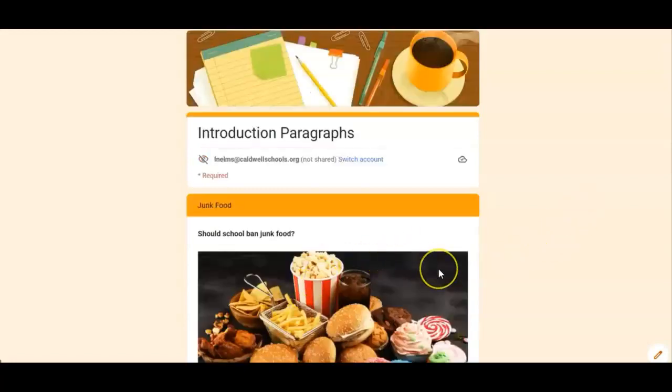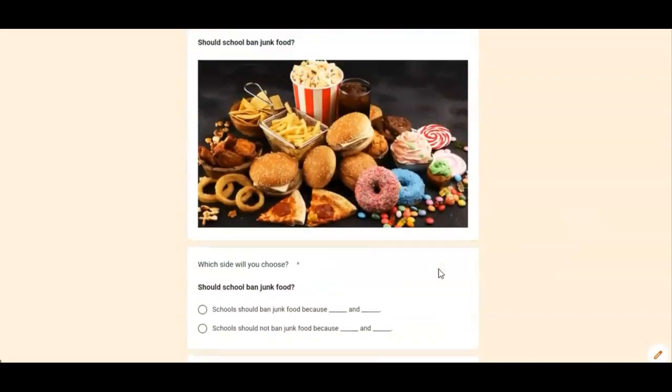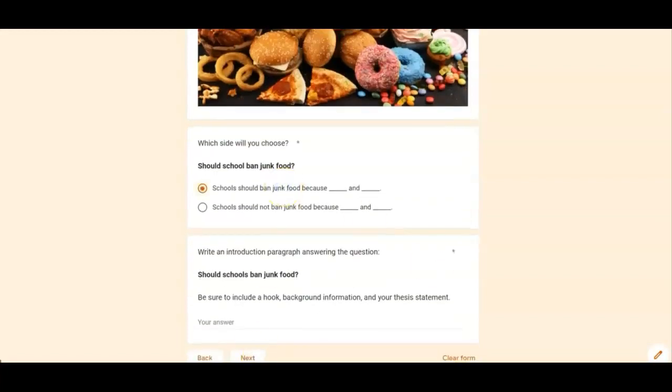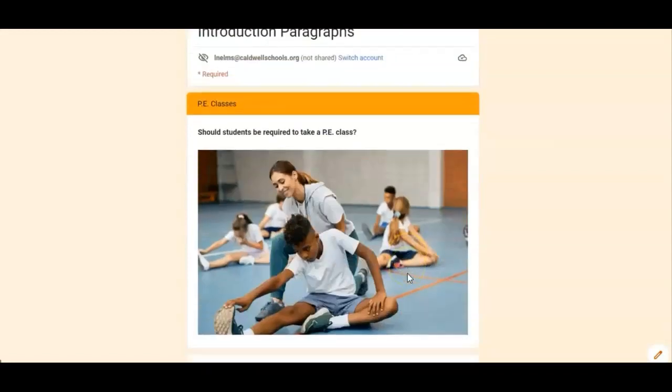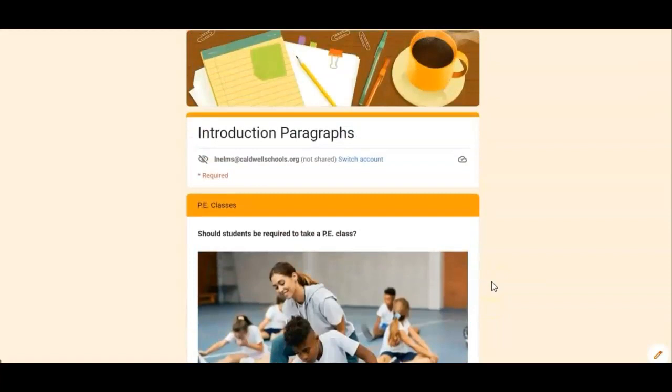Okay, then you'd go next, and there will be a new topic. Okay, so the first one that you're going to be doing is the junk food ban, which we read those articles the other day. So you'll choose your side, write your paragraph. Then there's one about should students be required to take PE. Then there's one about social media and one about graffiti. Okay, so you're just going to be practicing writing a bunch of ACES paragraphs today. All right.